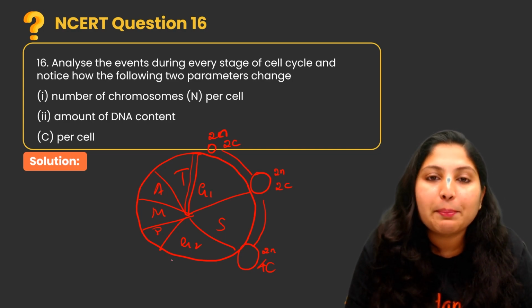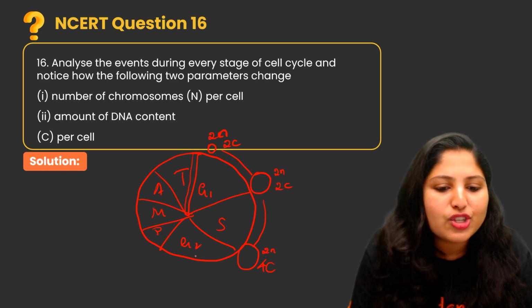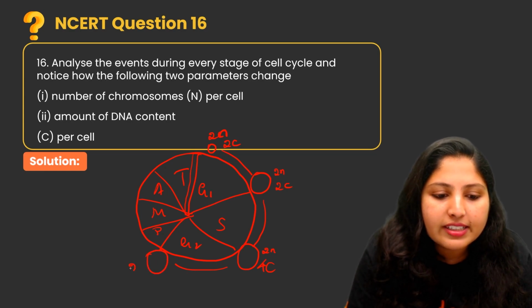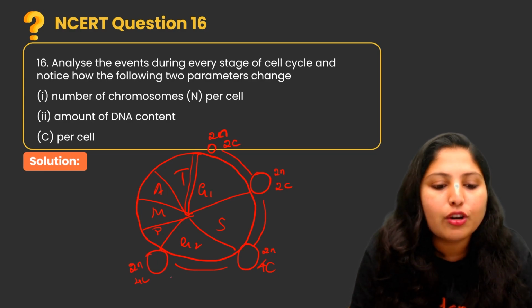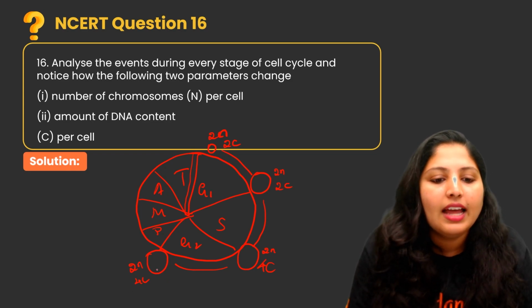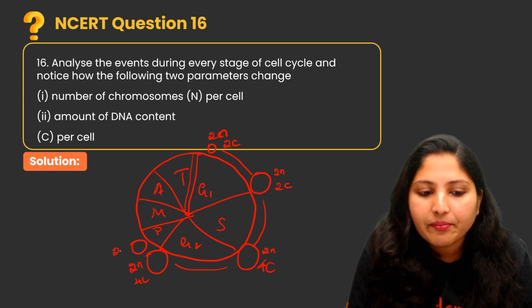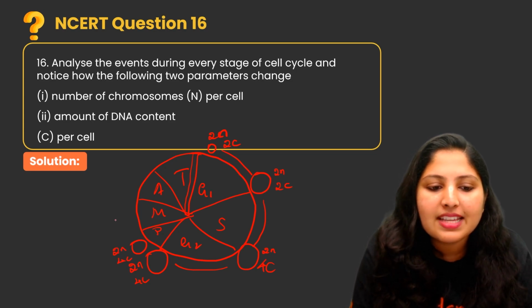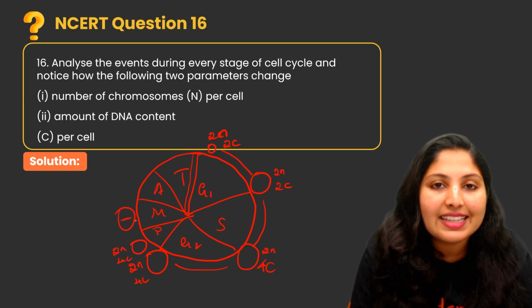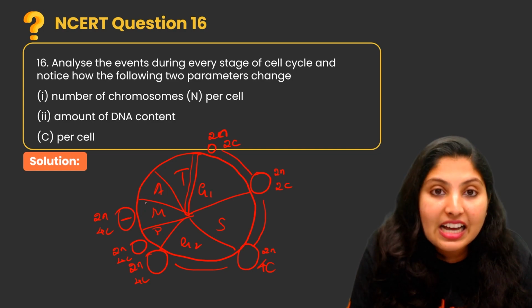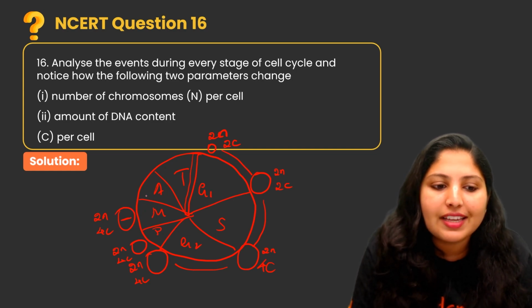In G2 phase, the cell is preparing for M phase. There is no change in the chromosome number or DNA content in G2 phase, they are the same. In prophase also nothing happens. In metaphase also nothing happens; the chromosomes come and align at the equatorial plane. So 2N and 4C.